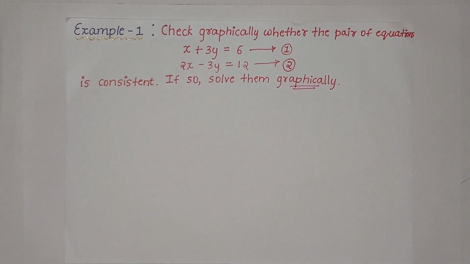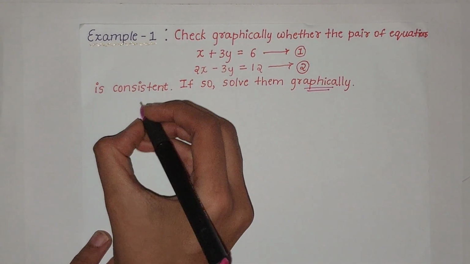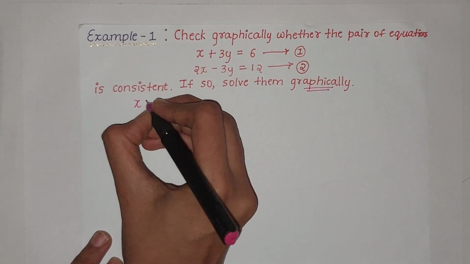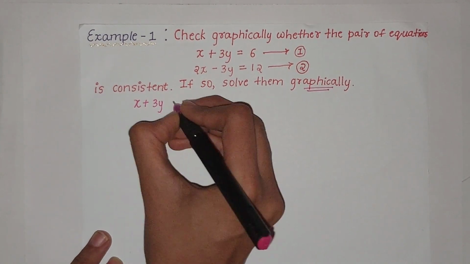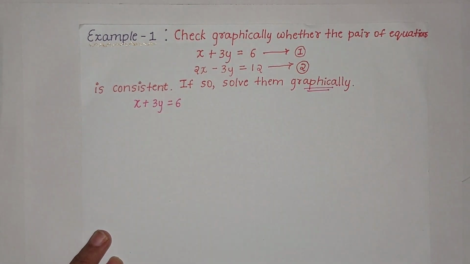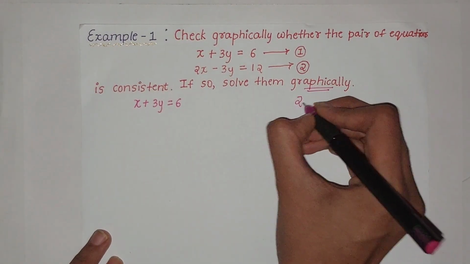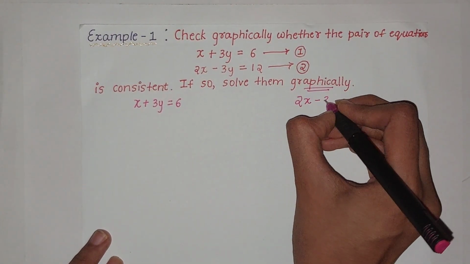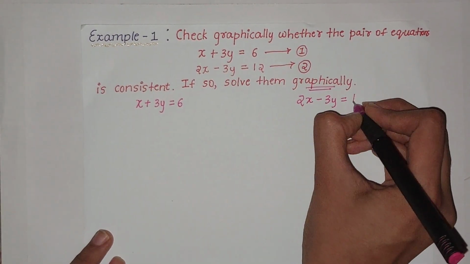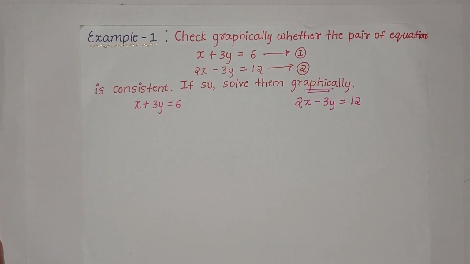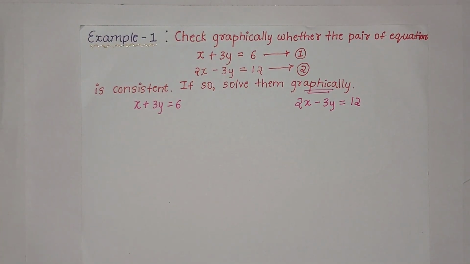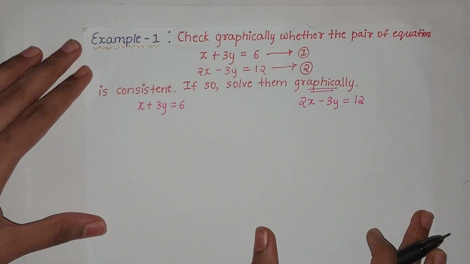First of all, write the equations. First thing, write the given equations: x + 3y = 6 and 2x − 3y = 12. Now make a table of x and y.